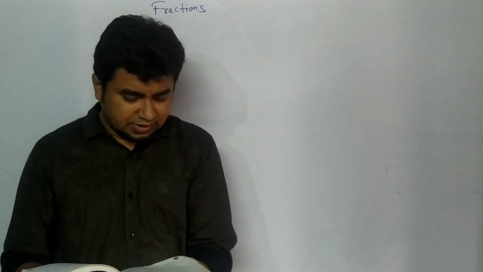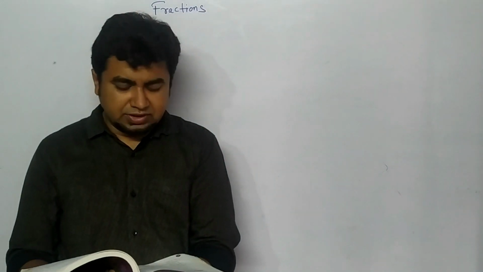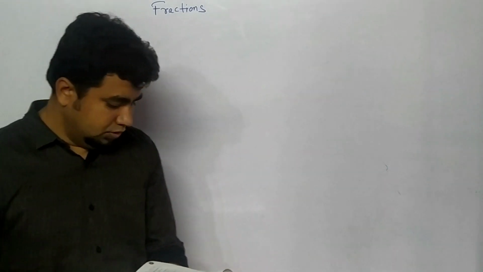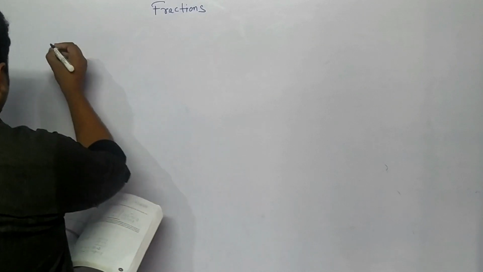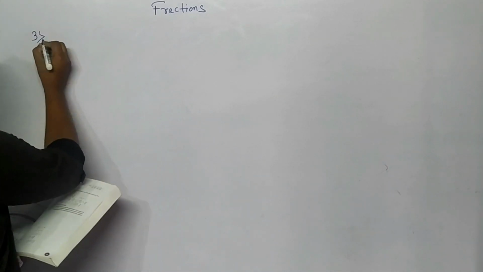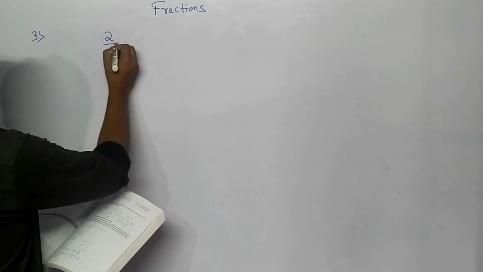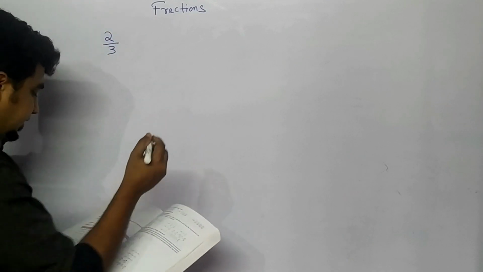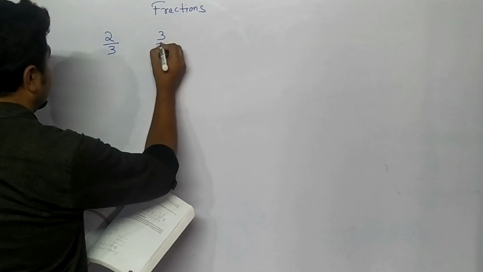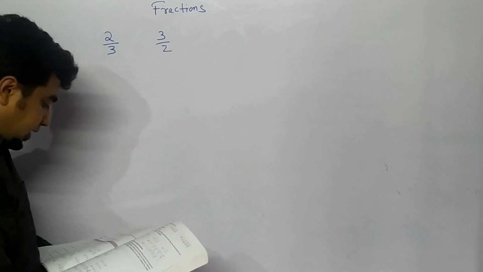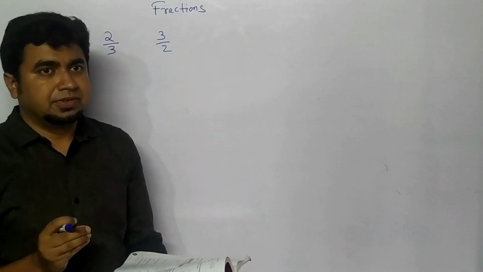So you can see clearly now I am discussing exercise 5.2 and question number 3 I just want to discuss. In this question you can see that 2 by 3 and the other fraction is 3 by 2. You have to say which fraction is greater.